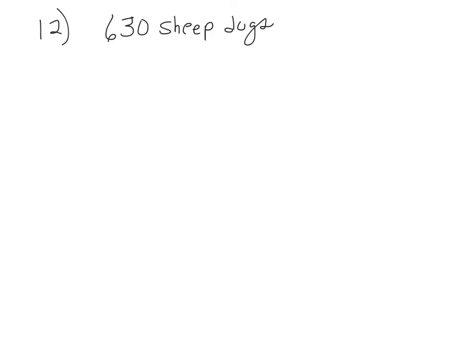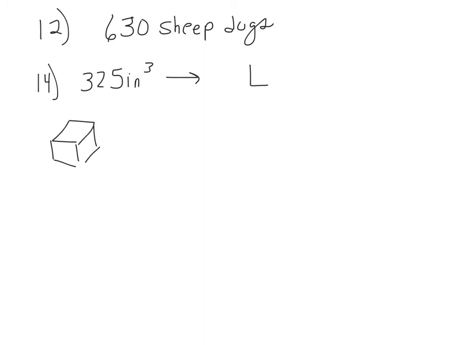Number 14, you're given 325 cubic inches, and you're asked to find what that is equal to in liters. So this is a conversion. We want to convert this to liters. This is a volume. A cubic inch is just, if you measured 1 inch by 1 inch by 1 inch, that would be a cubic inch.